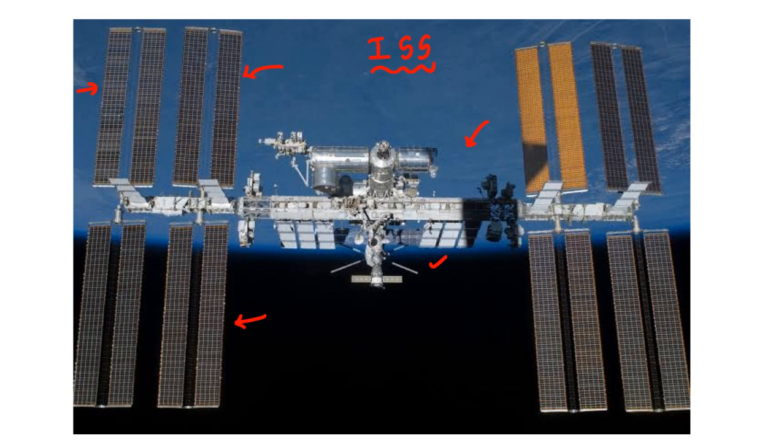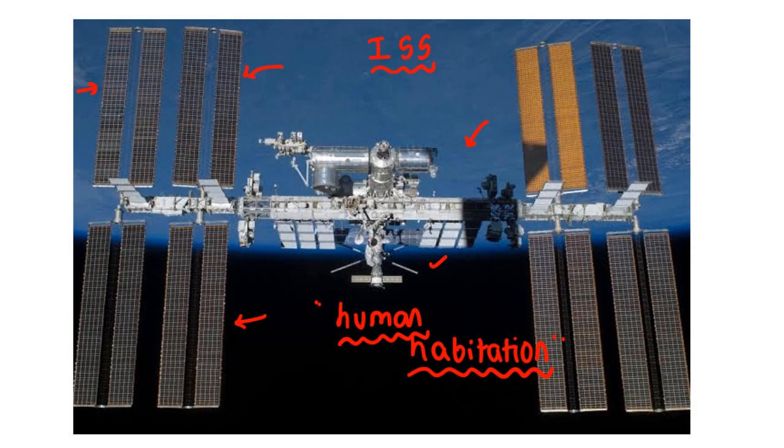It is very broad, and it carries human habitation. So what is human habitation? When human beings live in that area, it is called human habitation. Clear? Let's have a look at this International Space Station.